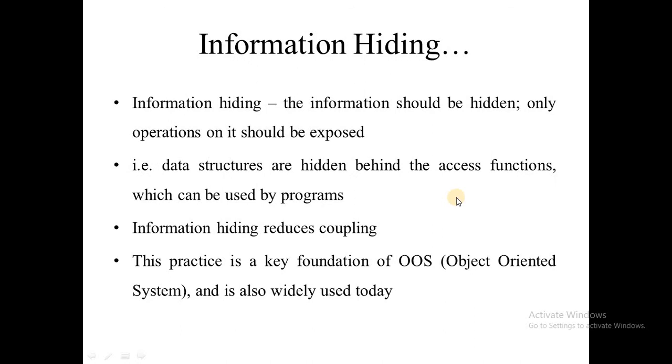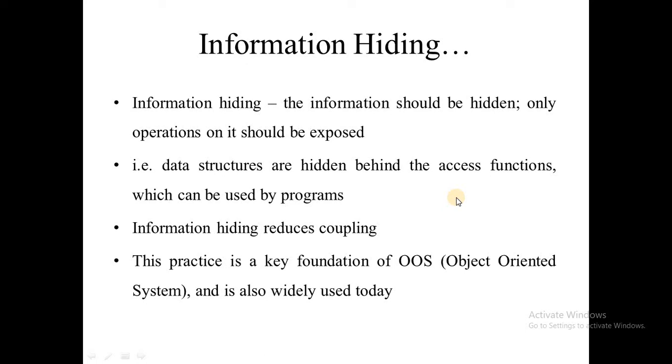Information hiding means the information should be hidden, and only operations on it should be exposed. That means only the data should be hidden, but operations should be exposed to the outside world. Data or information should be hidden and should not be exposed to the outside world. Only operations should be exposed, so that only operations can manipulate the data.